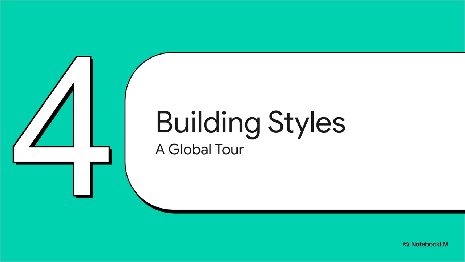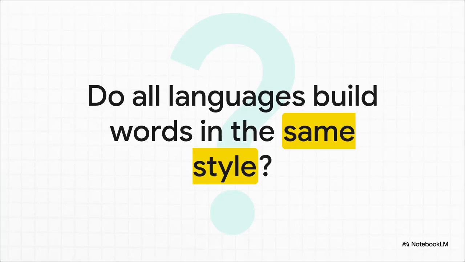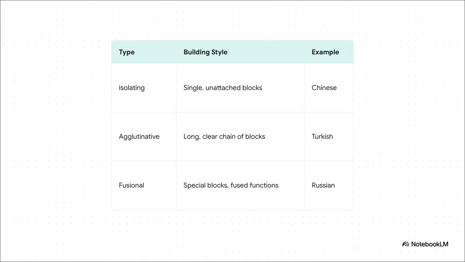Now, this is where it gets really fascinating. Not every language uses these building blocks in the exact same way. Different languages have totally different architectural styles for how they build their words. Just like architecture looks different all over the world, so do the styles for building words. This is what linguists call morphological typology, basically studying the different ways languages structure words. So here are the three main architectural styles.